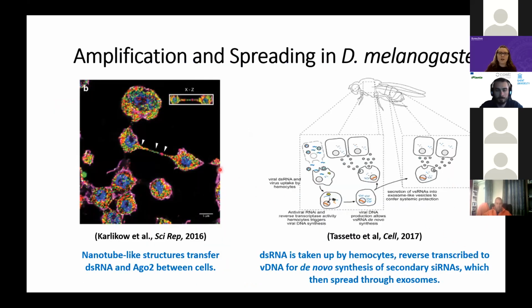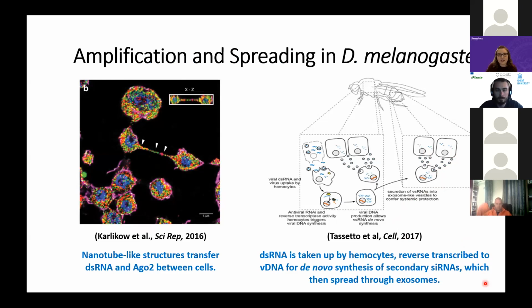However, there's a lot of evidence from the fruit fly suggesting that amplification of siRNA does occur and that there can actually be multiple spreading mechanisms in insects. So on the left, you can see that there have been nanotubular-like structures observed that are transferring double-stranded RNA and Argonaute 2 enzymes between S2 cells. In addition, at least in the case of viral infections, double-stranded RNA is taken up by hemocytes, reverse transcribed into viral DNA for de novo synthesis of secondary siRNAs, which then spread throughout the body via exosomes. So this indicates that there can be multiple mechanisms of spreading and potentially amplification in insects.